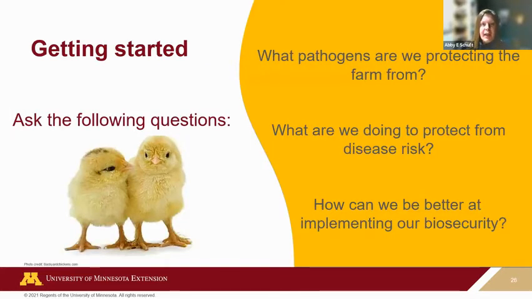First of all, you want to ask, what pathogens are we going to protect our birds from? Right now, the immediate need is protecting our birds from highly pathogenic avian influenza. Of course, there's going to be other types of pathogens that you will want to protect from any other day of the year, but we all know that this is our immediate need. You also want to ask yourself, what are you doing to protect from this disease risk right now? And how can we potentially do it better? And that's what I'm here tonight to hopefully get you to think about.